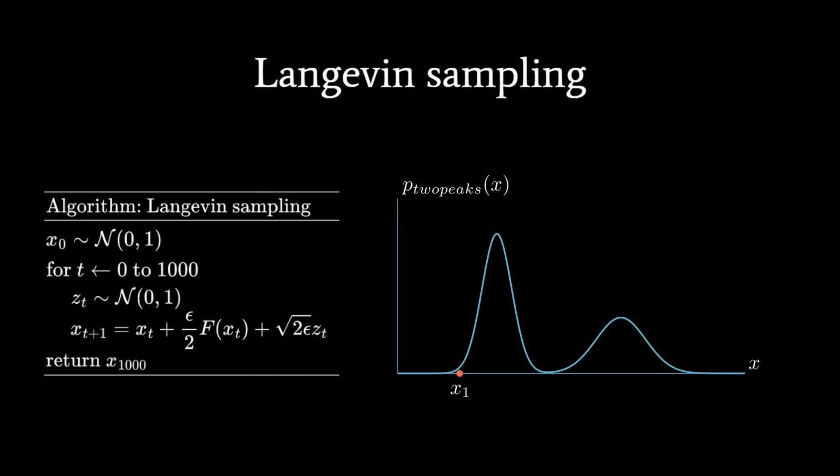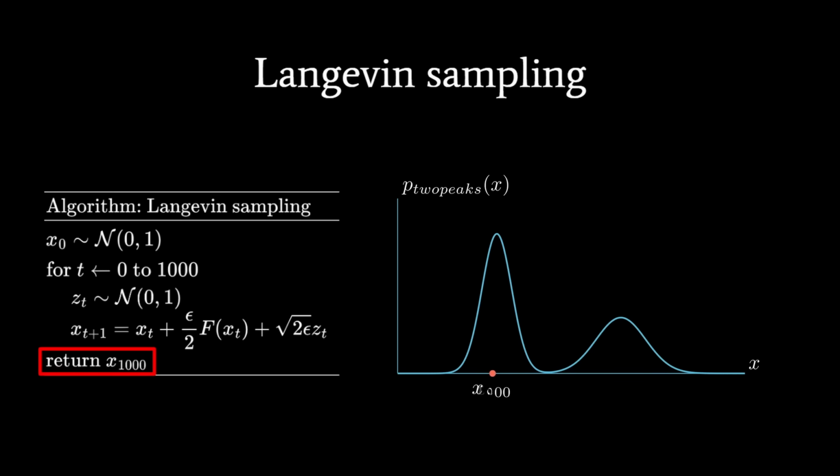Now, here's the cool part. The more times you repeat this Langevin update, each time starting at the location that you got from your previous update, the more your sample resembles a sample from P2 peaks. So I can generate samples in the following way. First, I'll generate a random sample from a normal distribution and treat that as my x0, and perform 1000 steps of Langevin updates. The result that I get, x1000, is a sample from P2 peaks.